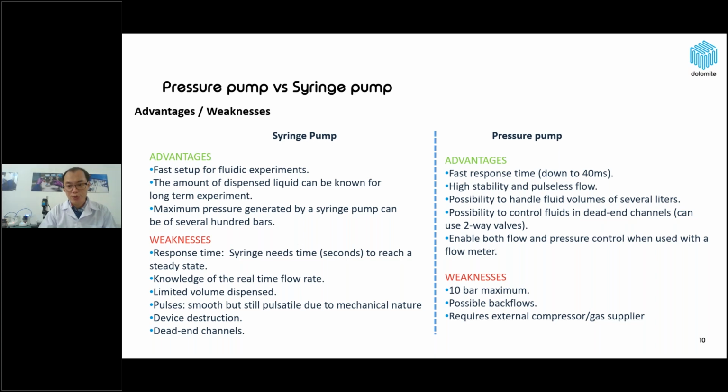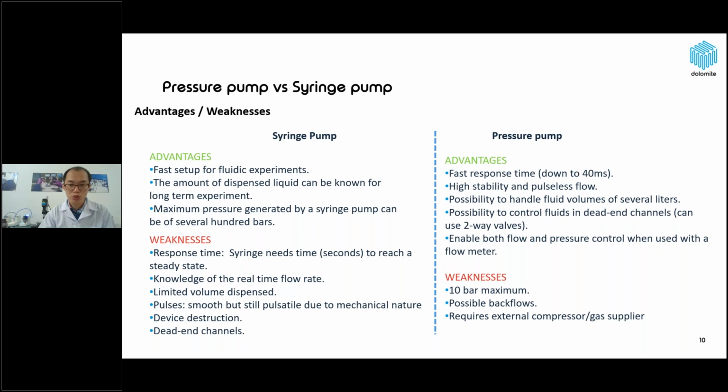Using the pressure pump to pressurize the tank containing the sample. When pressurized, the sample is smoothly injected into the microfluidic tube. In a microfluidic tube, researchers mainly use pressure controls when they need responsiveness and stability, since pressure controls can stabilize the pulse flow with a short response time.